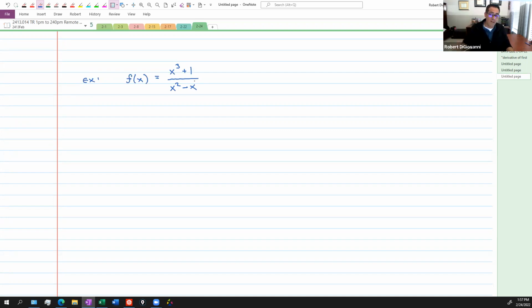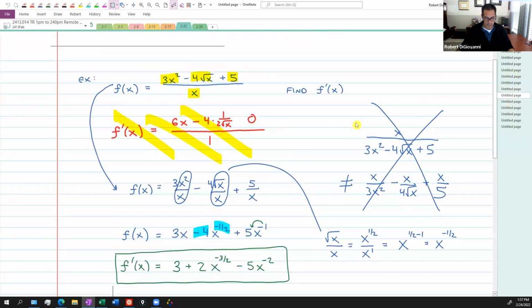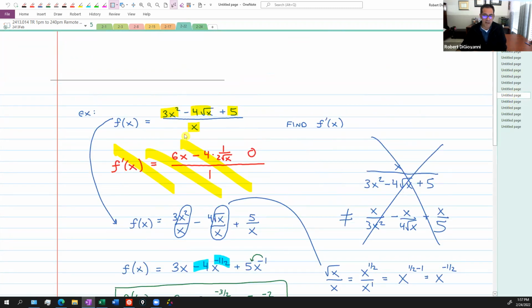Now, do not confuse this with the problem I gave you last class. Let me see if I can find it. Here, remember this one I did in class where I had these 3 terms over x, and I told you, no, you cannot just take derivative of the top and bottom separately. You can't do that. You have to actually split this up into 3 separate fractions, right? We have to split it up into 3 fractions.